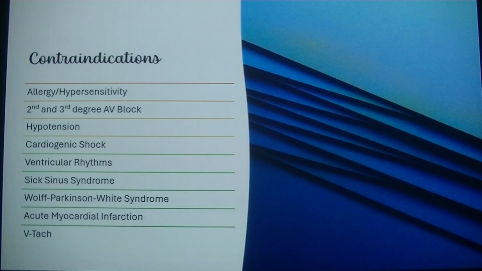All right, so Cardizem, contraindications. Obviously, if they're allergic or very sensitive to it, we don't want to give it. So if they're slow and hypotensive, we don't want to give it. So 2nd and 3rd degree AV block, hypotension, cardiogenic shock, ventricular rhythms. Now these two, sick sinus syndrome and WPW, we also don't want to give it. In the setting of acute MI, we don't want to give it. And we don't want to give it to VTAC.